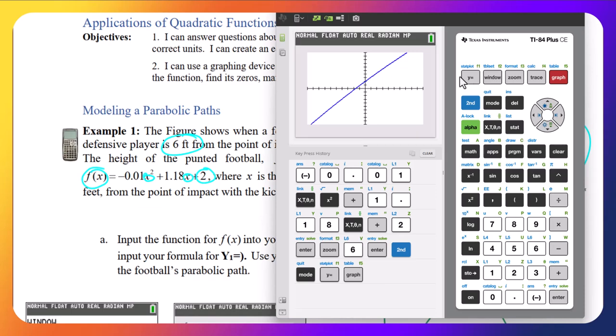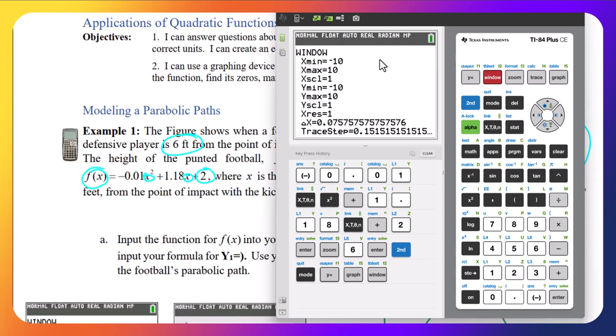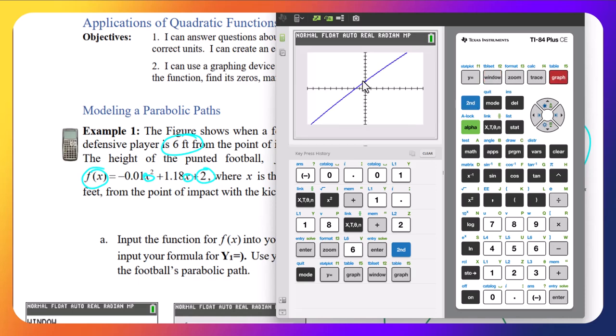Well, if you look at this key called window, you'll see that the window goes to the left 10, to the right 10, down 10, and up 10. Go back to the graph. Well, this is 10 feet. And if a punter can only punt the ball 10 feet, they're cut from the squad. So we have to make some adjustments here.